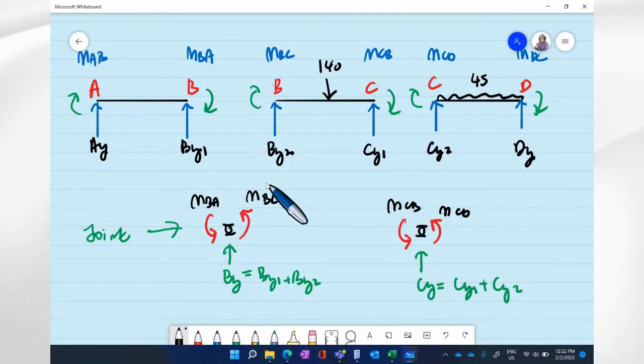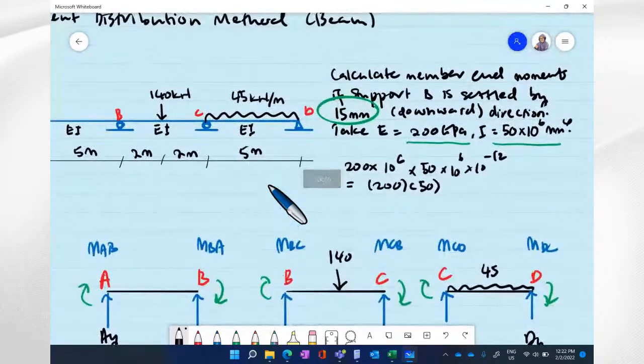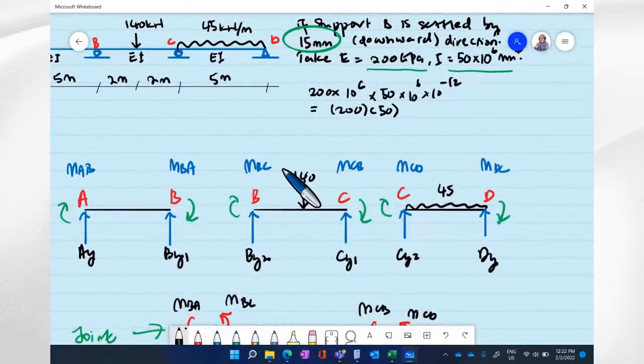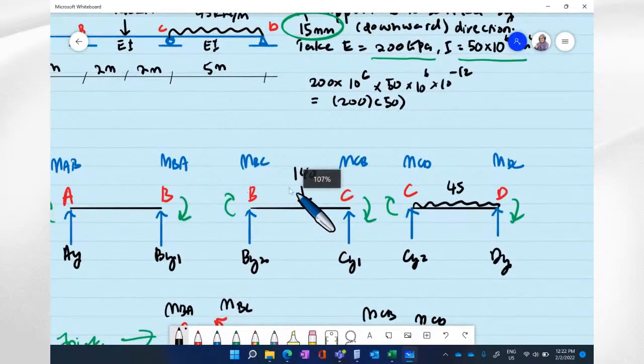Okay, this is the case, referring to this question, where there is no external loading on member AB. And on member BC, there is a point load located at the center. I have put 140 here, subjected at the center. We need to calculate the fixed end moment for member BC, and we need to put it into the table.